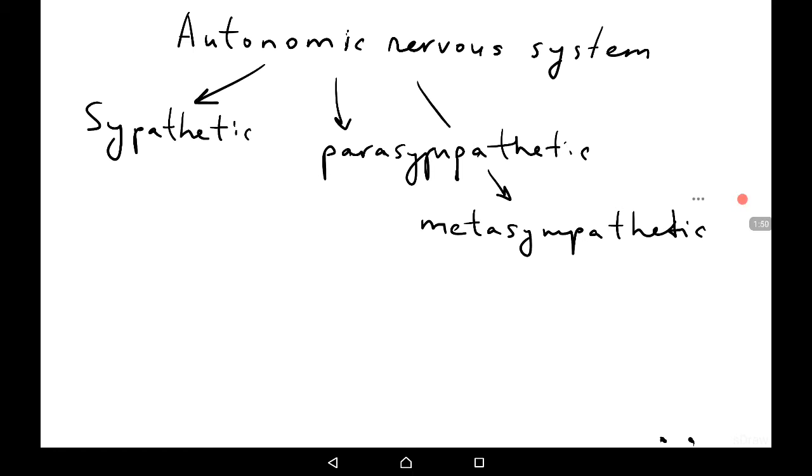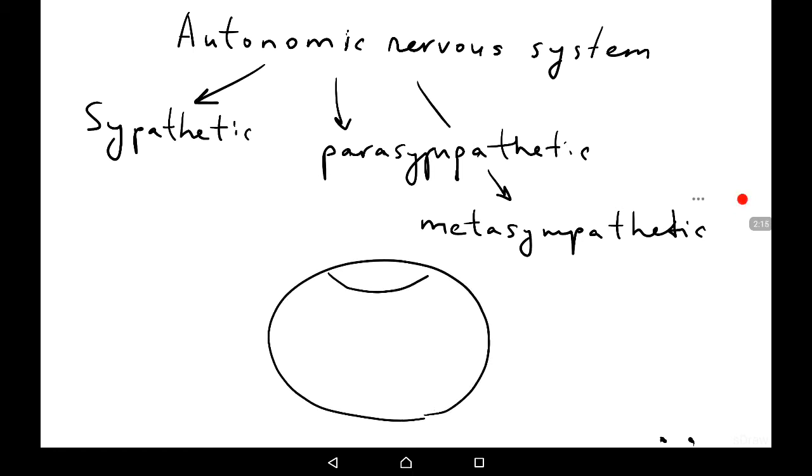intestine. Now we will discuss predominantly the peculiarities of the sympathetic and parasympathetic nervous system, and after that we will say a few words about the metasympathetic nervous system. First, the reflex arch of the autonomic nervous system. It looks different in comparison with the reflex arch of the somatic nervous system.